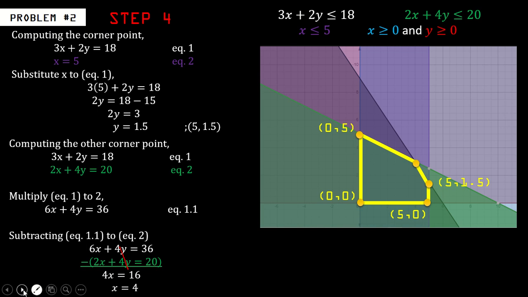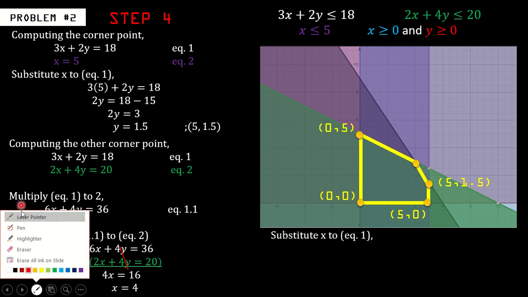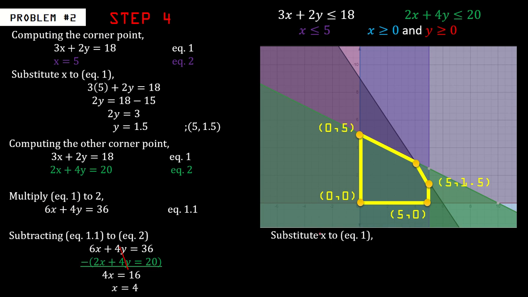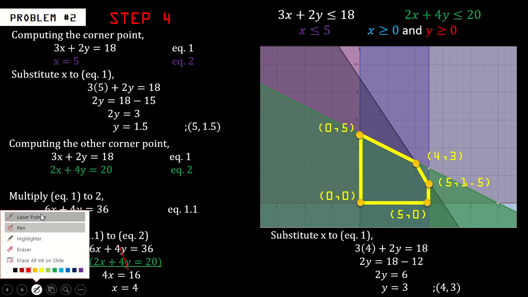Now, for us to identify the value of y, let's substitute that x into equation number 1. So 3 times 4 plus 2y is equal to 18. And 3 times 4 is 12. Then, by the addition property of equality, or just transposing, 18 minus 12 is 6. So 2y is equal to 6, dividing both sides by 2, y is equal to 3. So if x is 4 and y is equal to 3, we now have the corner point 4 comma 3.